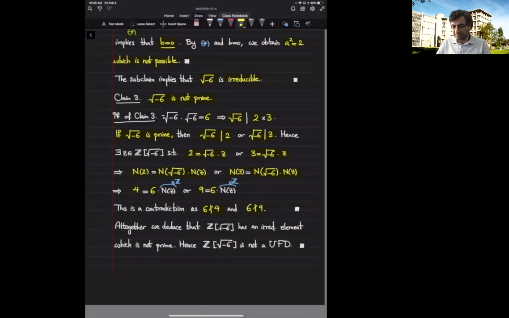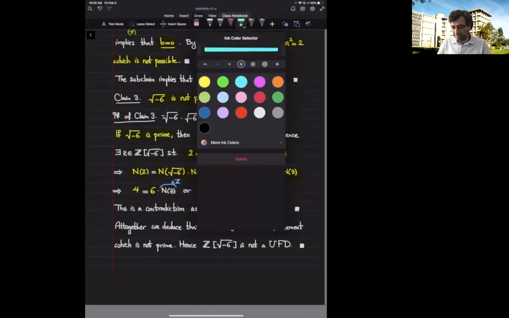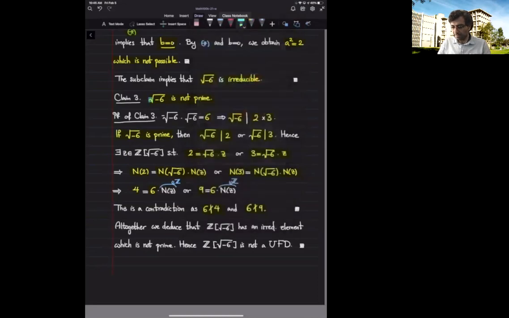Therefore, this element is not a prime element. This is not a prime element, but it is irreducible. So we found an irreducible element which is not prime. From there, we deduce that this is not a UFD. Till the next lecture.